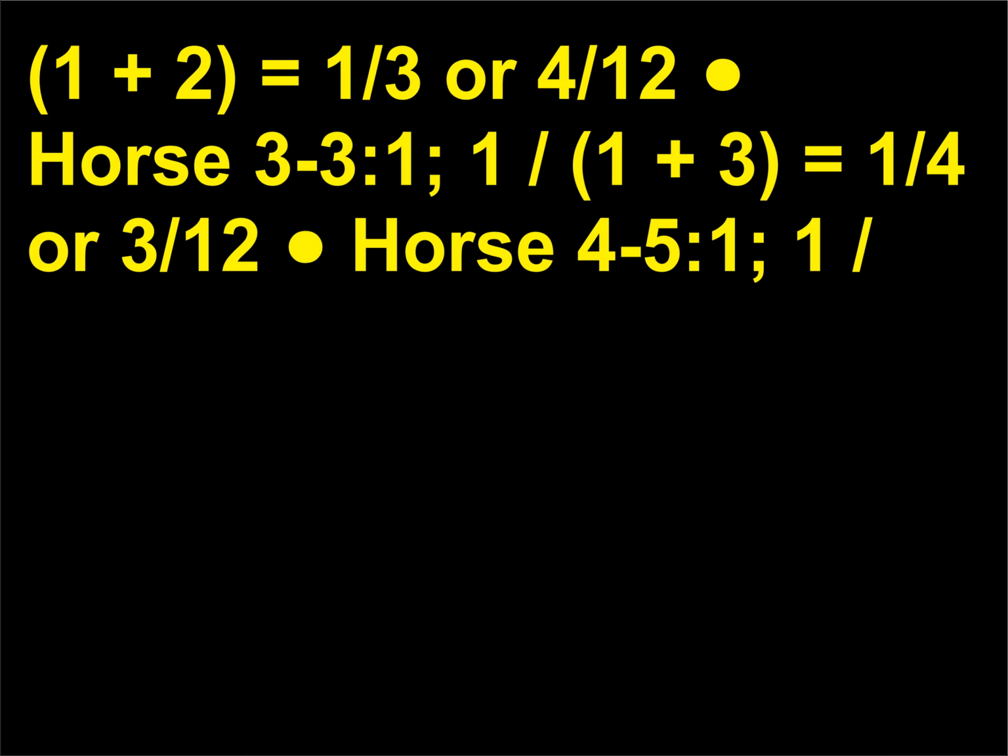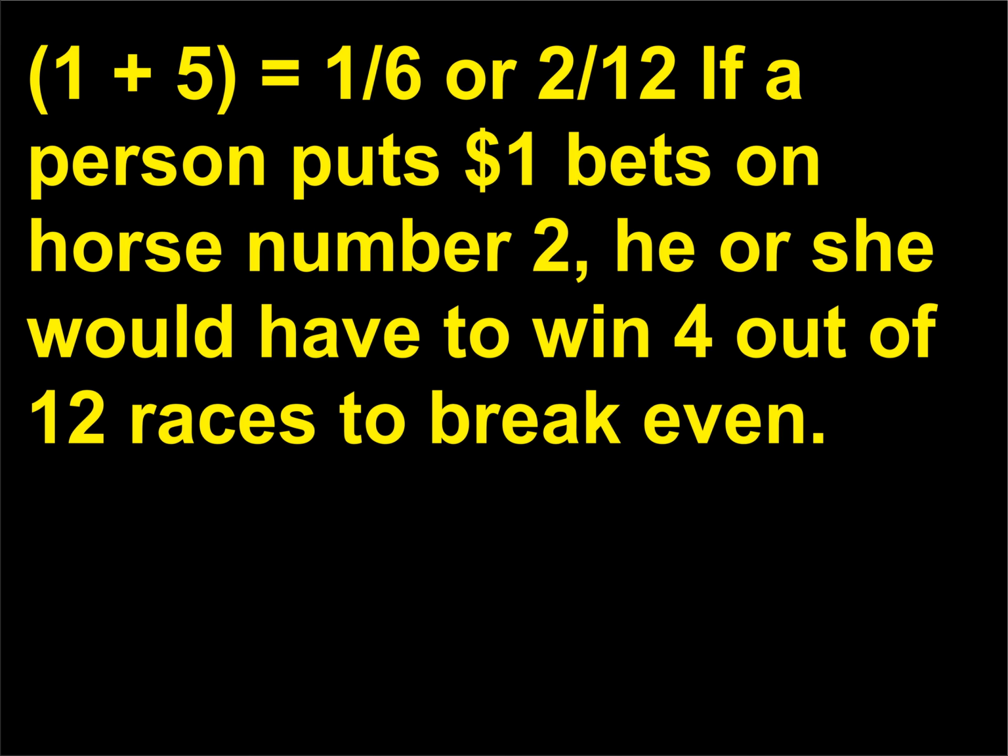Horse 3, 3:1, 1 / 1 + 3 equals 1/4 or 3/12. Horse 4, 5:1, 1 / 1 + 5 equals 1/6 or 2/12. If a person puts $1 bets on horse number 2, he or she would have to win 4 out of 12 races to break even.